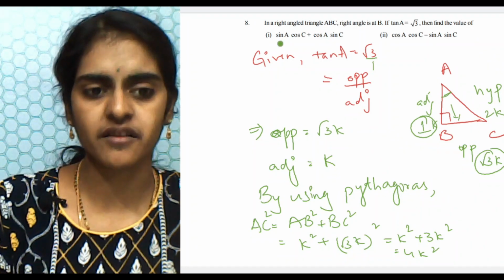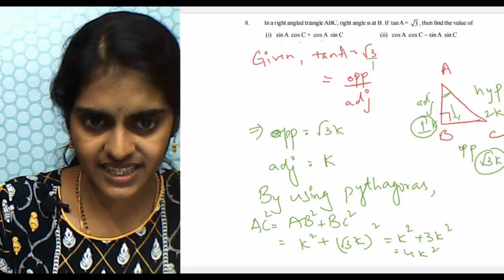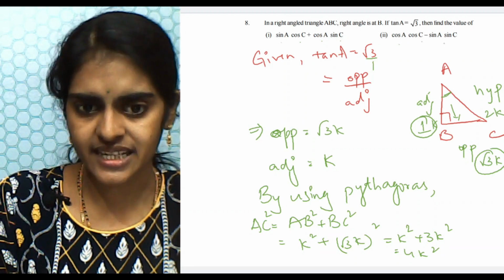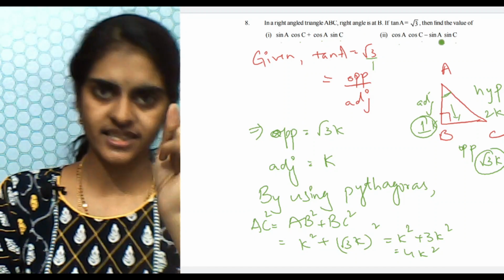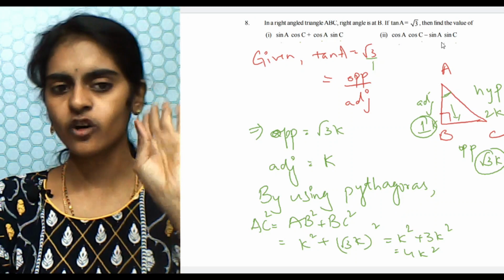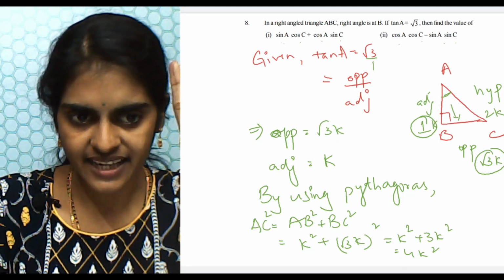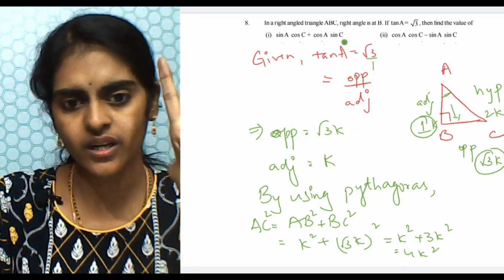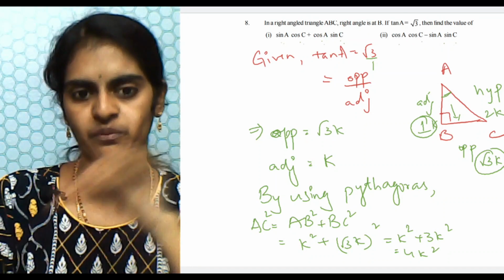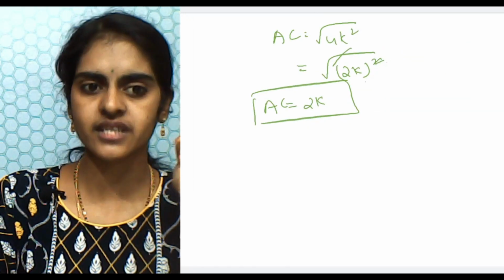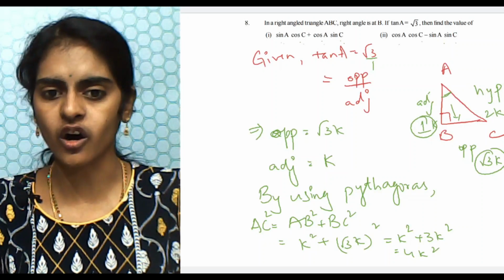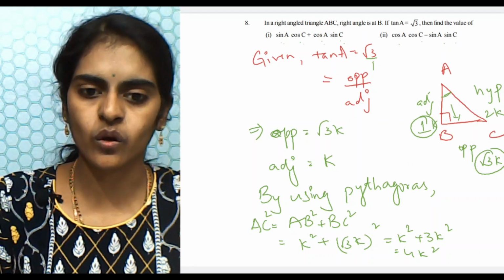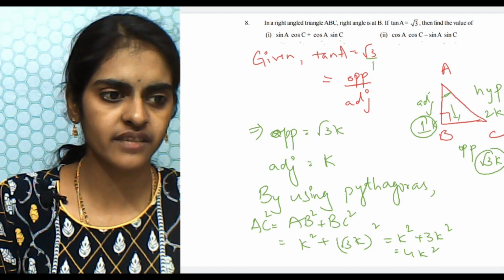Now the point is you have to find sin A cos C, cos A sin C, cos A cos C, sin A sin C. That means you want cos A, sin A, sin C, cos C. Four values. See here, sin A you want, cos C you want, cos A you want, sin C you want. The same values here also. So let us find all the values now.